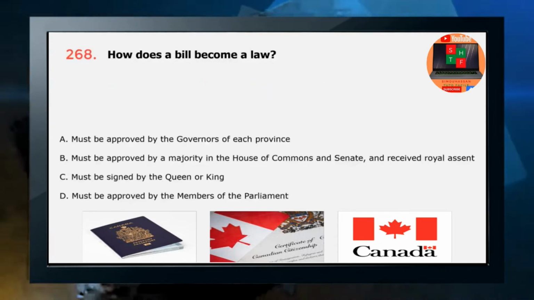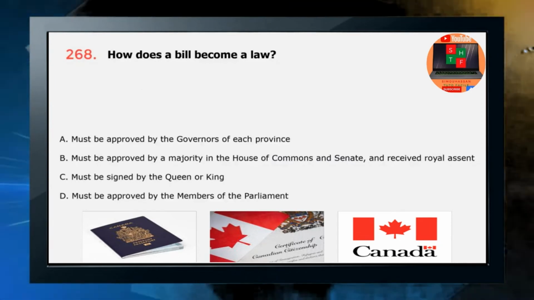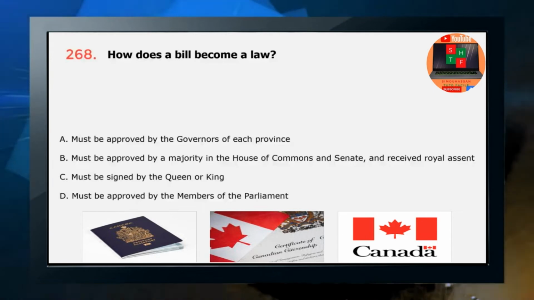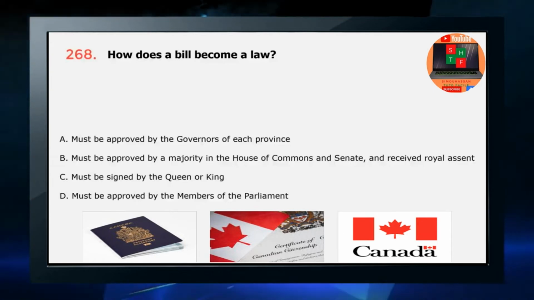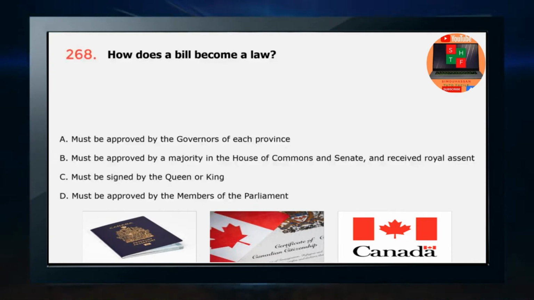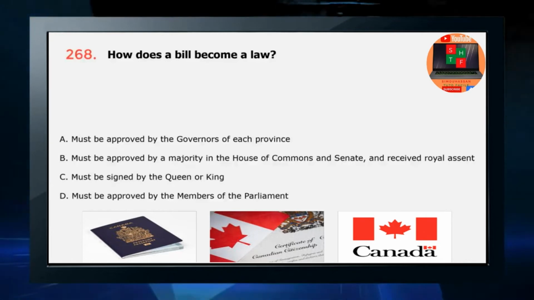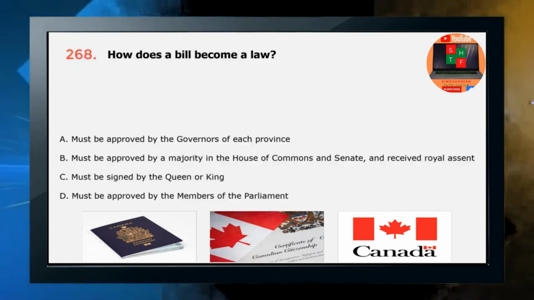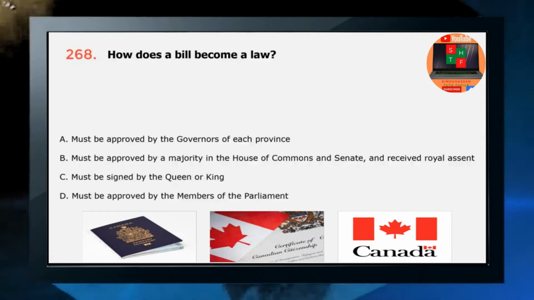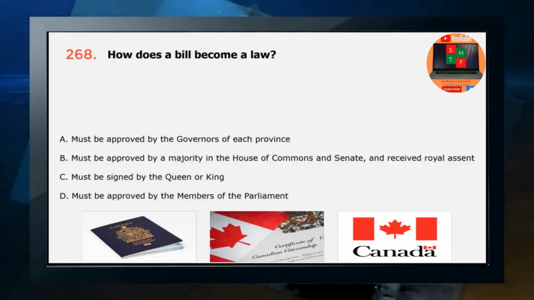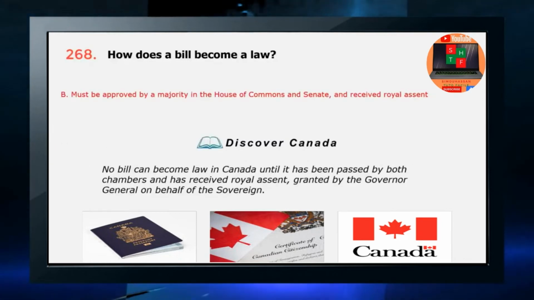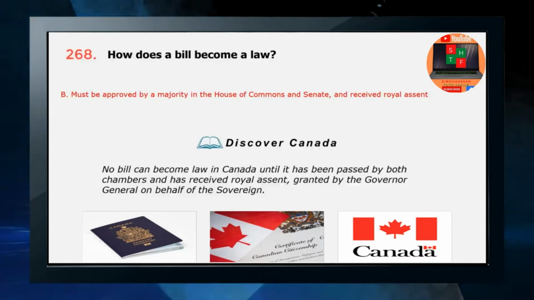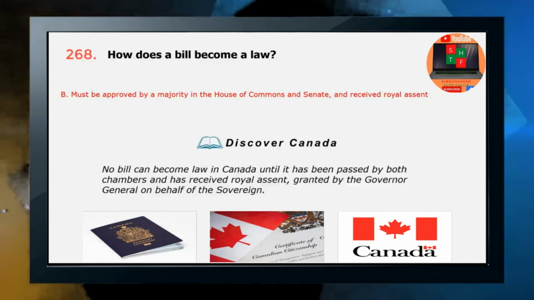Question 268. How does a bill become a law? A. Must be approved by the governors of each province. B. Must be approved by a majority in the House of Commons and Senate, and received royal assent. C. Must be signed by the Queen or King. D. Must be approved by the members of the Parliament. The answer is B. Must be approved by a majority in the House of Commons and Senate, and received royal assent.